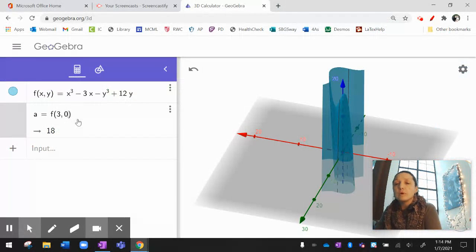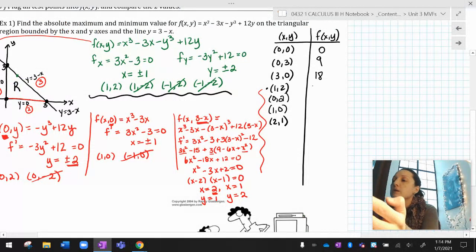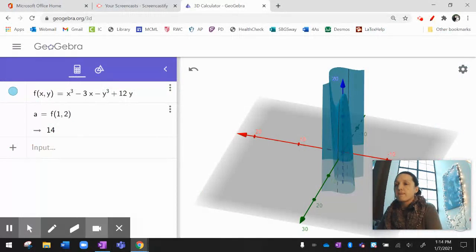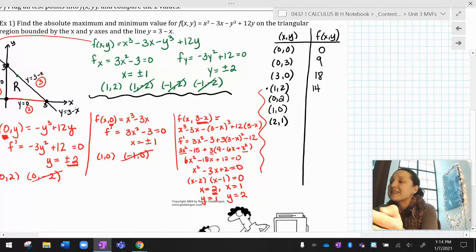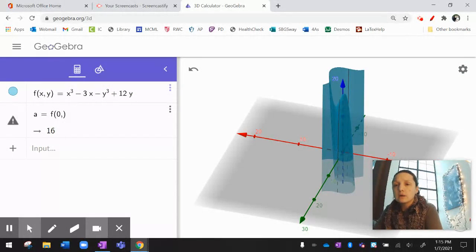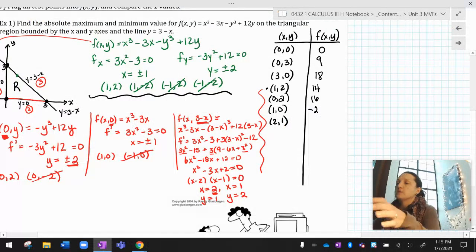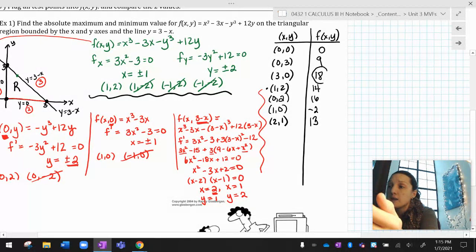f of (1, 2) is 14. f of (0, 2) is 16. f of (1, 0) I can do in my head, because that'd just be 1 minus 3, which is negative 2. And f of (2, 1) is 13. Okay, so what's my absolute maximum value? 18, and it happens at the point (3, 0).